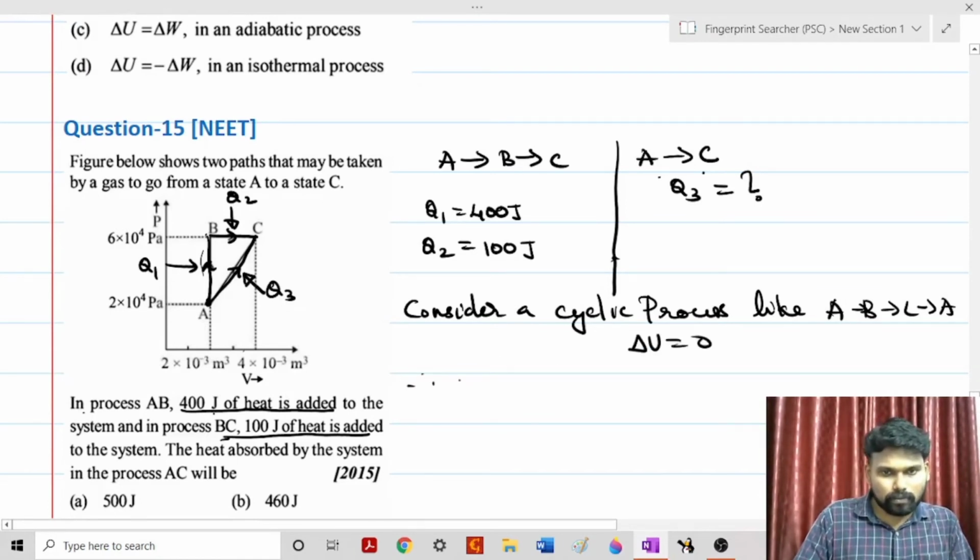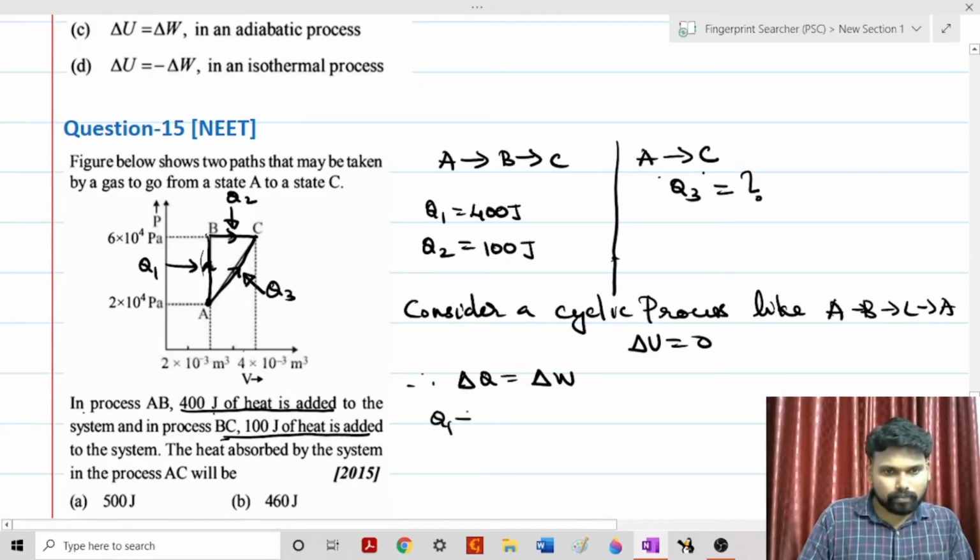Therefore, delta Q is equal to what? Delta W. From first law, delta Q is equal to delta W. I think it is clear to you. We have written it previously. Okay, from first law, delta U is 0, so delta Q is equal to delta W. So, what is delta Q in this process?